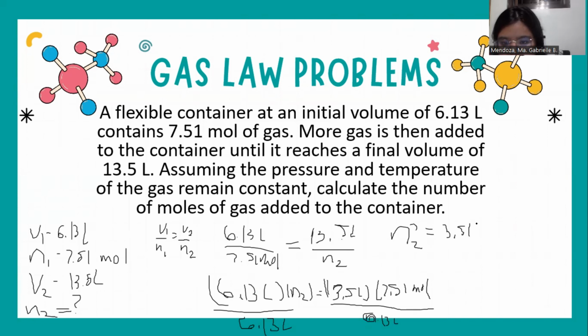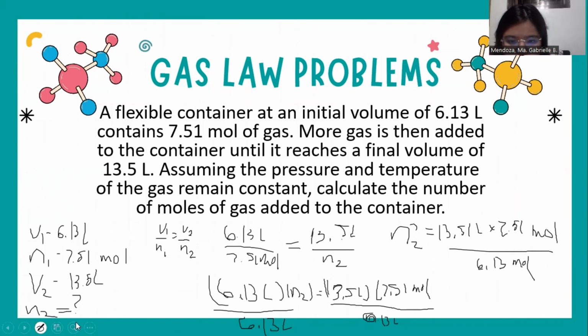3.51 liters times 7.51 moles. Oops, that's 7.51 mole over 6.13 mole. And then, just perform the operation, no? So, 3.13 pala. Sorry. It should be 3.51 liters. 3.5 lang pala.